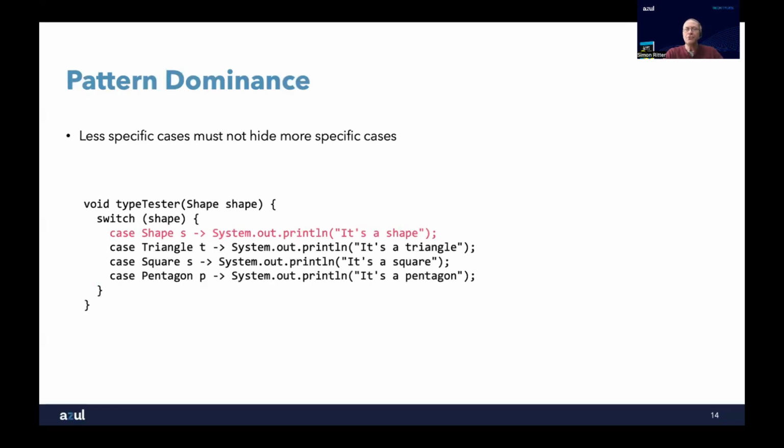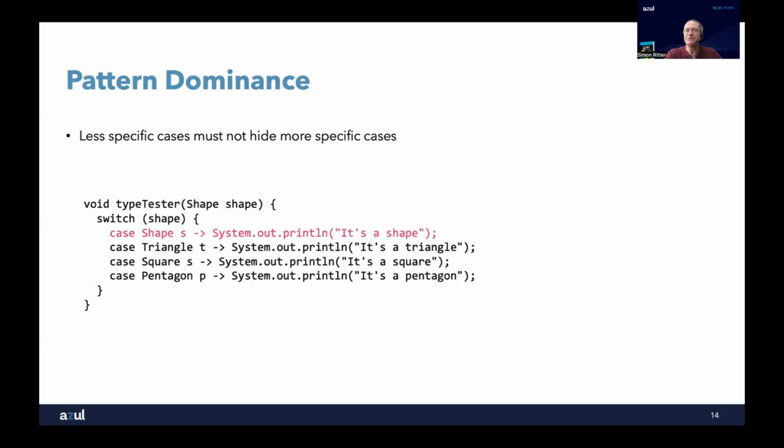The other thing to be aware of here is what's called pattern dominance. We could change the order of the cases that we have in our test, and this would result in code that wouldn't compile. Why is that? Well, what I can do here is I could say, let's move the Shape to the top of that list. So now we have case Shape, case Triangle, case Square, case Pentagon.